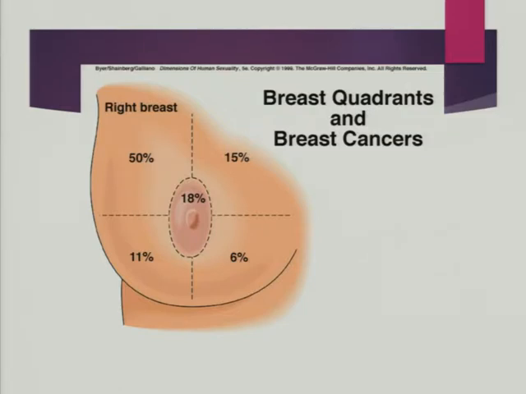We all remember that the upper outer quadrant is the one which includes most of the breast tissue. So most of the breast cancers are revealed here. So always when we check the outer quadrant, we remember to check it twice, just not to miss anything.